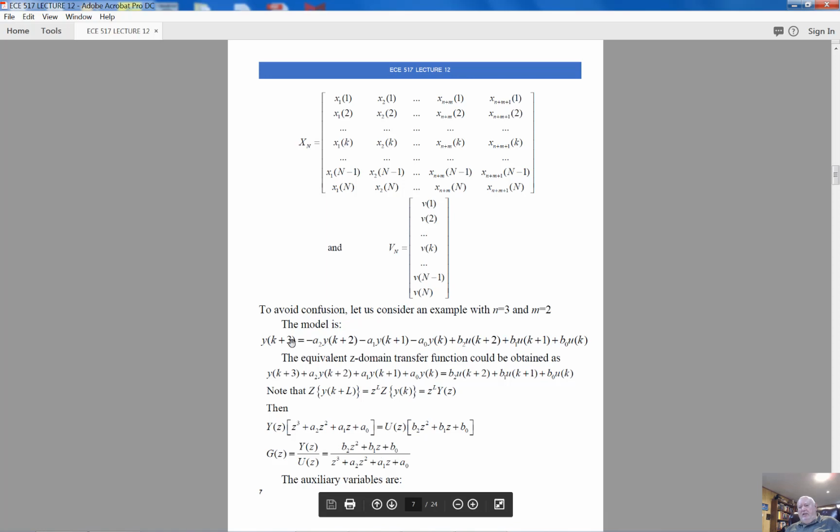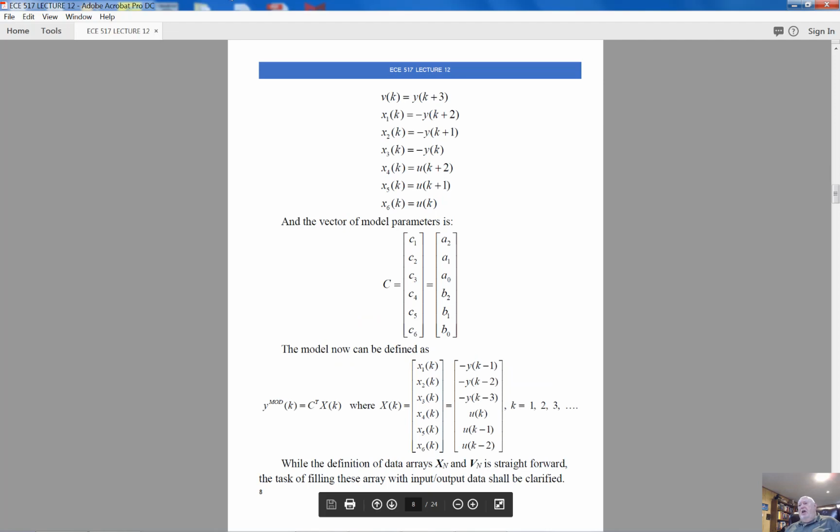Now, what are the auxiliary variables for this problem? These are the auxiliary variables. I will introduce variable v of k, k is a discrete time index, and I will say it's equal to y of k plus 3. I will introduce a variable x1. I will treat it as the input variable, but it will be equal to minus y of k plus 2, and so on. Then I will have variables x3, x4, x5, and x6. How would the vector of coefficients of the model look? Well, it will have a2, a1, a0, b2, b1, and b0. So this part is easy.